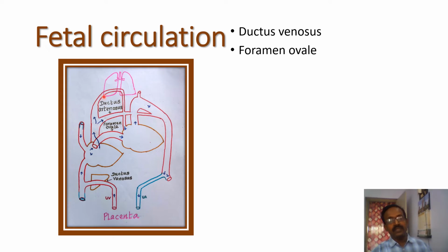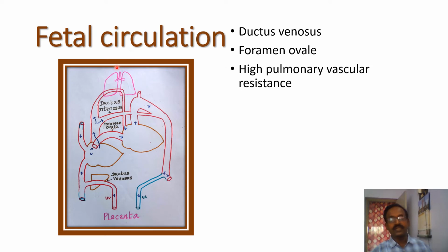From the right ventricle, it enters into the pulmonary artery. But the lung has high vascular resistance, high pulmonary vascular resistance, so it is in the collapsed state. So a minimal amount of the blood enters into the lung. So from the pulmonary trunk, the blood enters into the aorta directly through the ductus arteriosus.